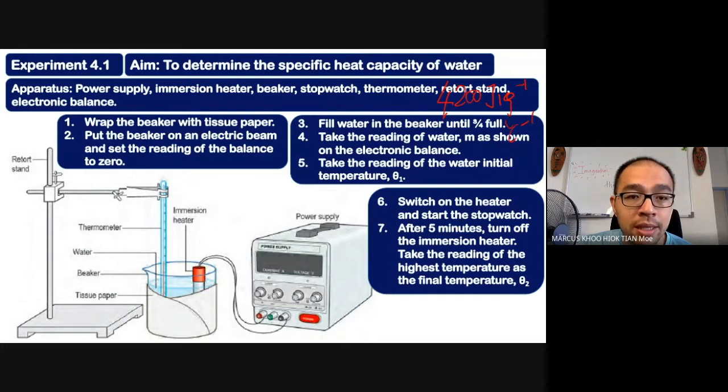This is an immersion heater. This is what an immersion heater looks like. It's basically something that when you connect electricity to it, it becomes hotter, and when it becomes hotter, it will make the water hotter. So the heat energy is transferred to the water and the water will start to rise in temperature. After 5 minutes, we turn off the immersion heater and then we take the highest reading of this thermometer. After that, we do a little bit of calculation to find the specific capacity of water.